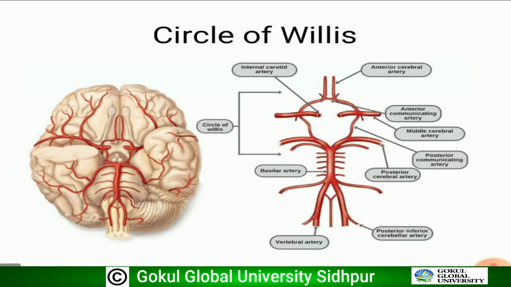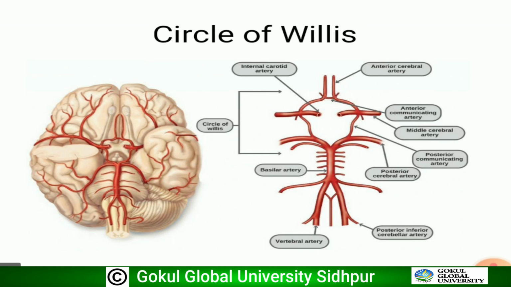This diagram shows the circle of Willis in brain. Okay. Anastomosis, large huge anastomosis in brain. Okay.